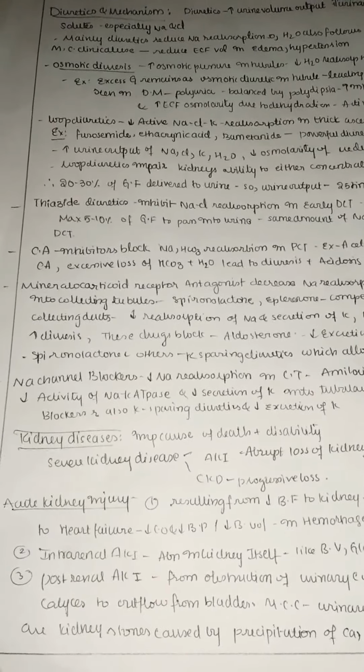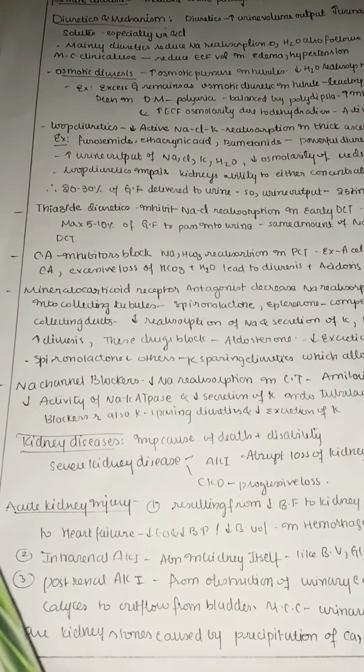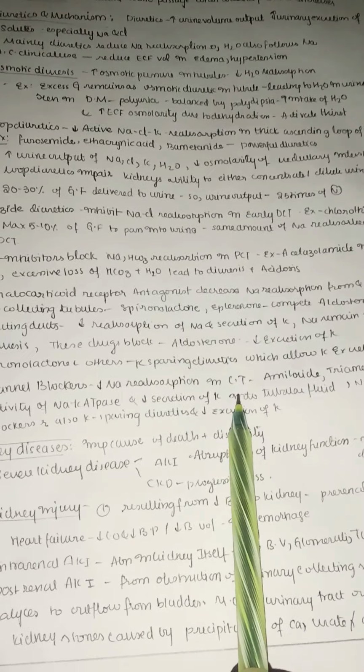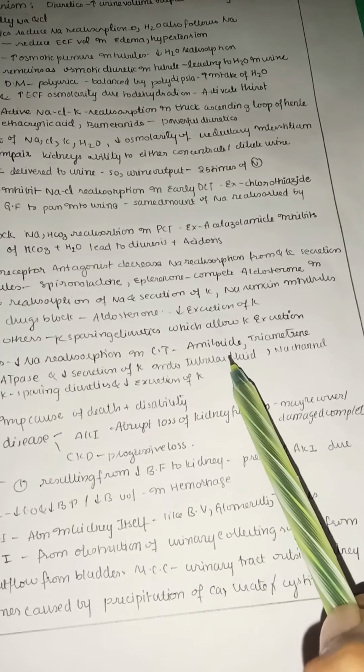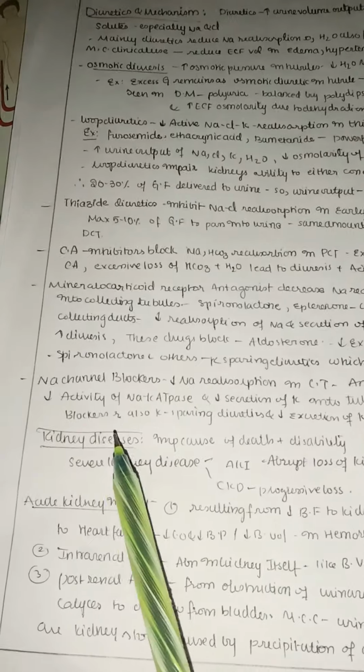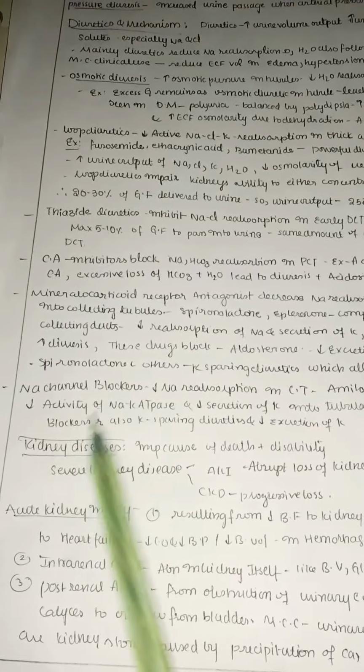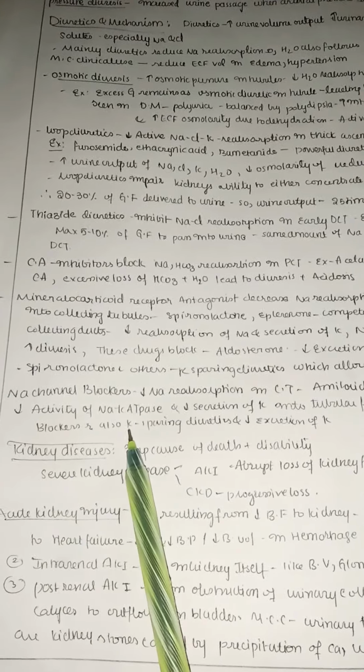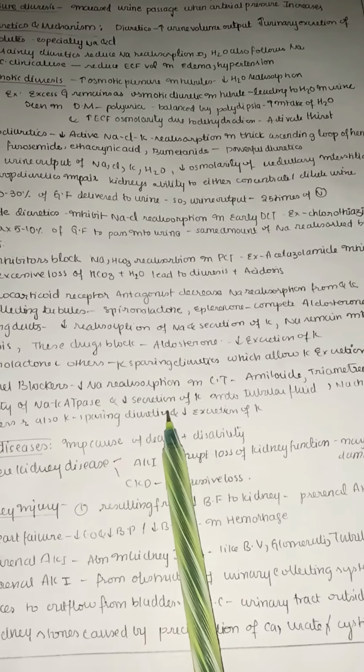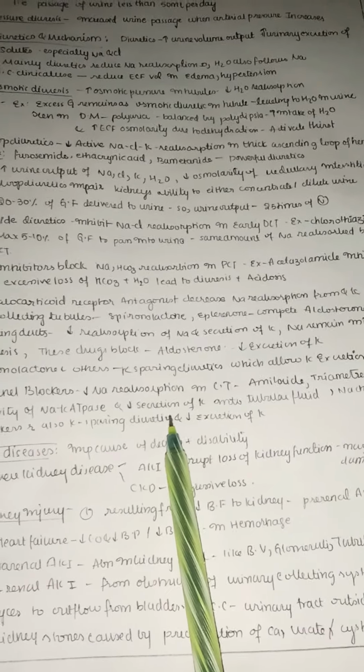So we have another class, sodium channel blockers, which mainly block sodium. They decrease the sodium reabsorption in the collecting tubules. Examples are amiloride and triamterene. What they do is decrease the activity of sodium potassium ATPase, and thereby decrease the secretion of potassium into the tubular fluid.